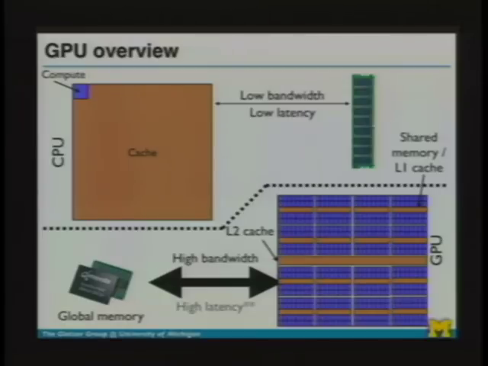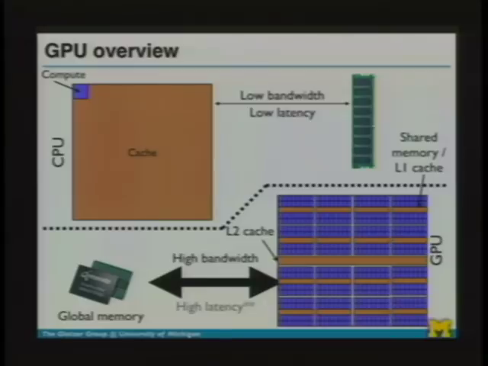So a CPU looks like this from a high level. There's a large amount of cache and a very small amount of compute. This is in terms of the total area of transistors devoted to the chip. And you have a really fairly low latency connection to your DRAM, and I'm going to call it low bandwidth, and this is low bandwidth only in relative terms.